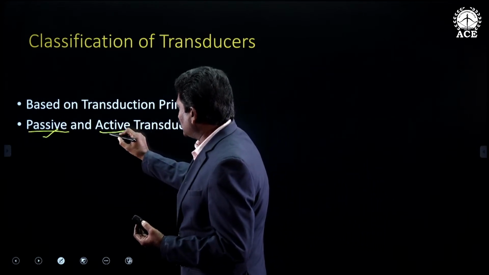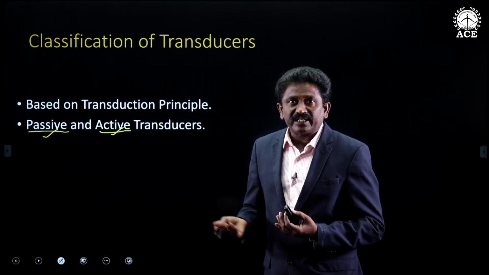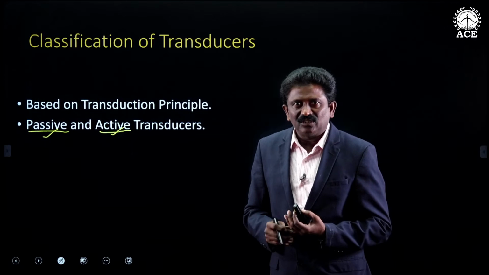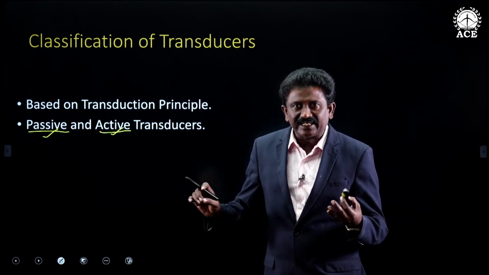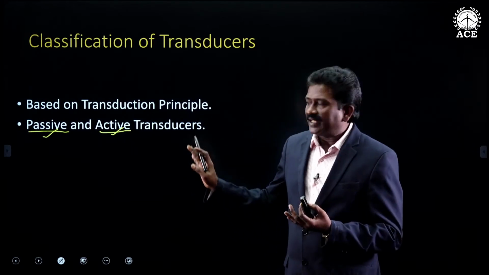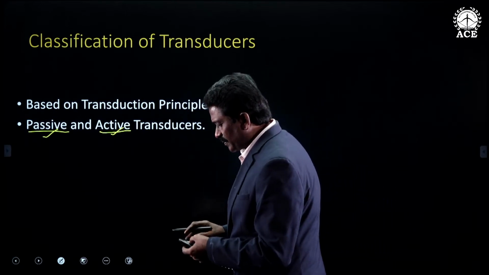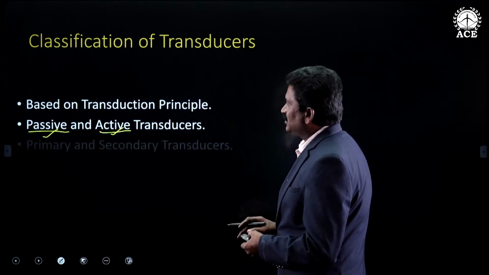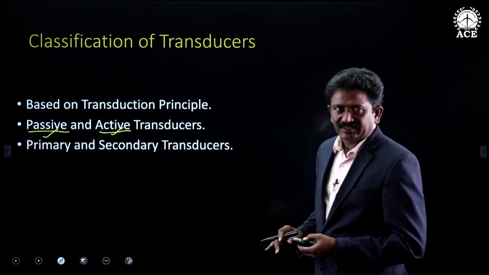Next, active transducer. Actually here, active transducers are the self-generated type of transducer. To run this type of active transducers, you do not require any external excitation. That means do not apply any power supply on the active transducers. So this is the second classification. Next one, third classification, primary and secondary transducers.